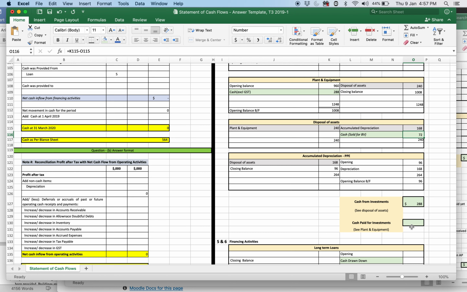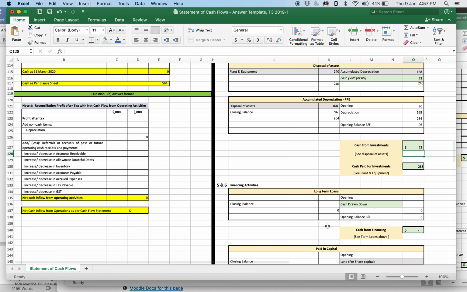Cash paid for investments, cash from investments. Have I got that? I've got that upside down. Plant and equipment is what we paid. And cash from investments is what we sold. Okay, cool.